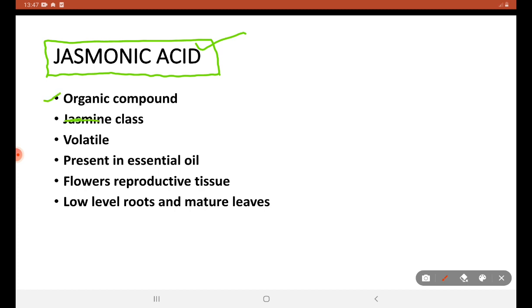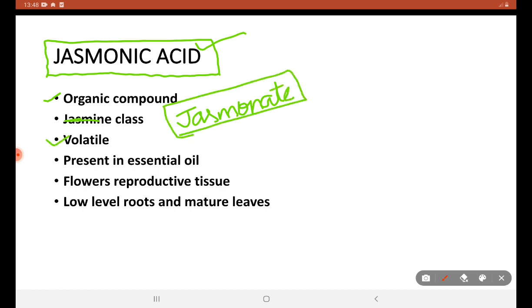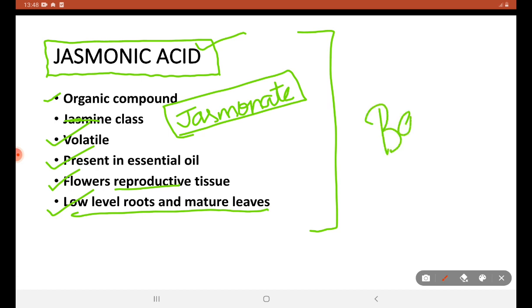It belongs to the Jasmonate class. It is volatile and it is present in essential oil, present in flowers and reproductive tissue, with low levels in root and in mature leaves. These are the basic facts about Jasmonic acid. It belongs to the Jasmonate class.